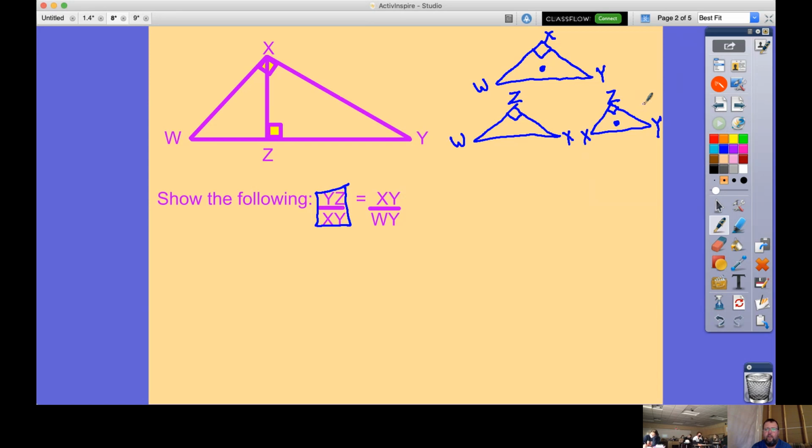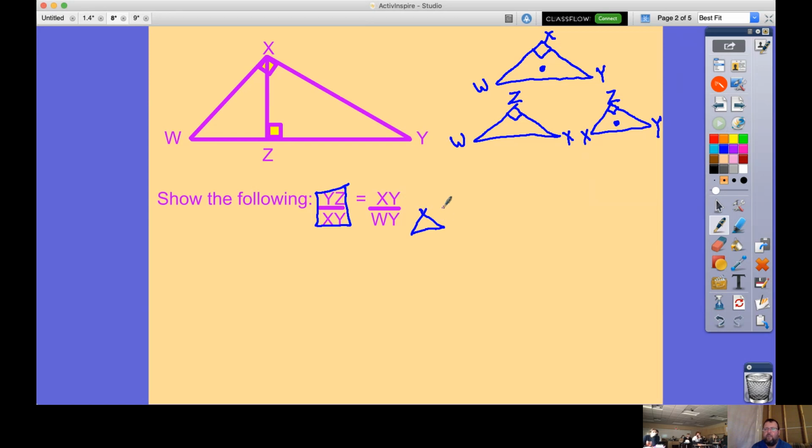And then XY is our bottom one here with our WY on the bottom here. To show that this left one is going to equal the right one, we just have to write the similarity statement for these two triangles. All right, and that's the point of drawing out those three in that orientation so we can tell what's going on here.